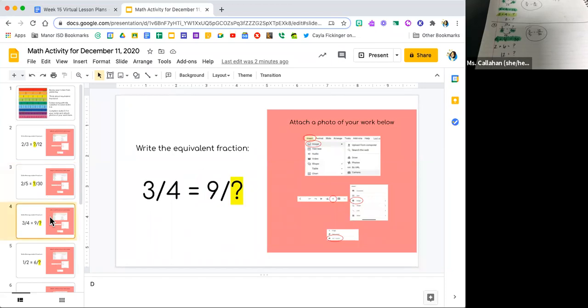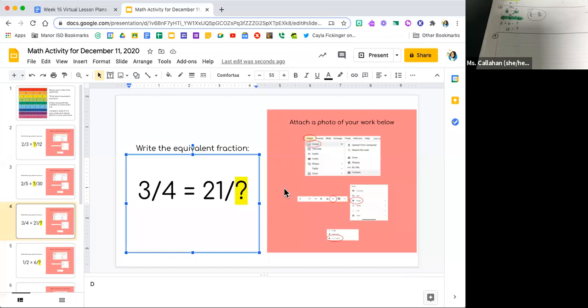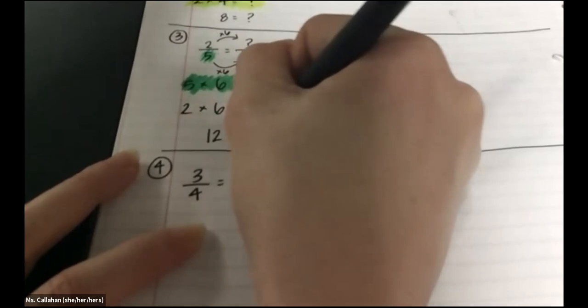Now, here we go with slide number 4, okay? Slide number 4, I want you to draw a line, put a 4, okay? And we're going to look at it together, okay? Now, let's look. Here we go. All right, so number 4 is 3/4 is equivalent to 21 over question mark. So we're going to write that 3/4 is equivalent to 21 over question mark.